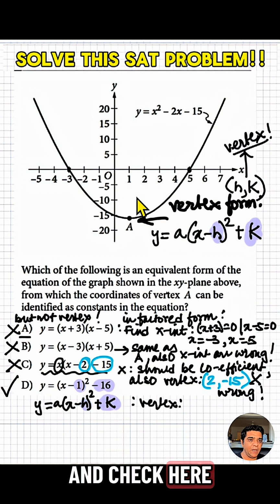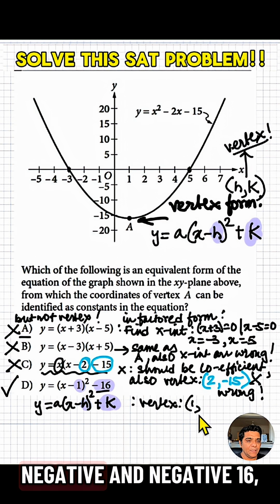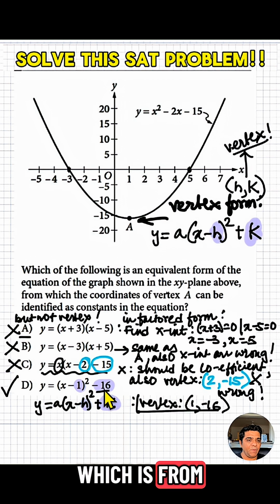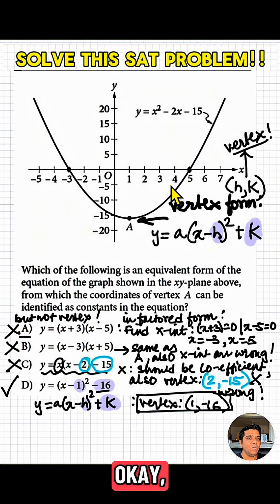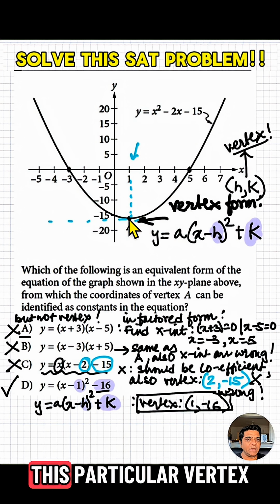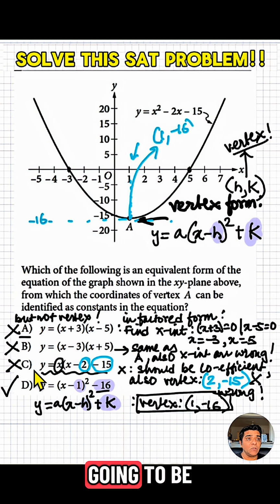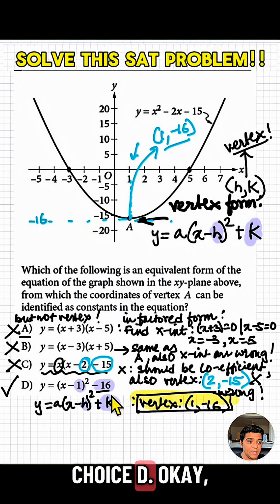So let's check here real quick. The vertex is 1 and negative 16, which is from here, from the k. So 1 and negative 16 actually fits this particular vertex coordinate perfectly. So that is going to be our right choice, choice D.